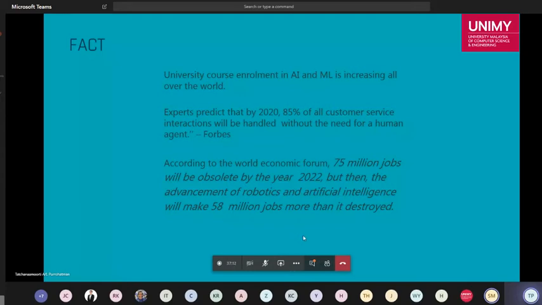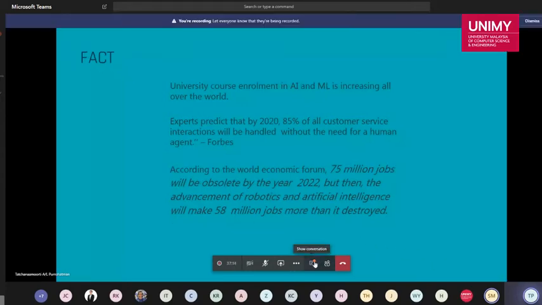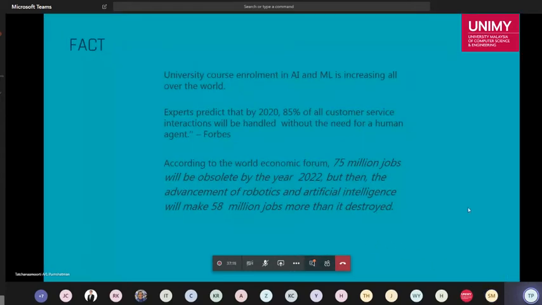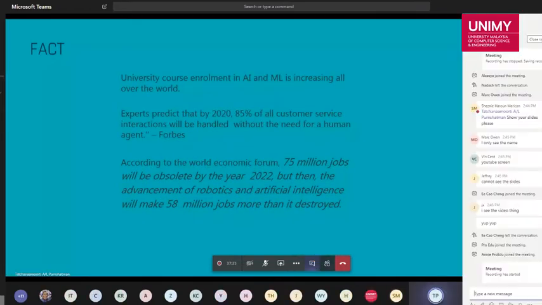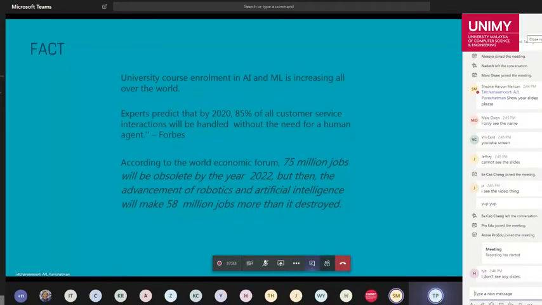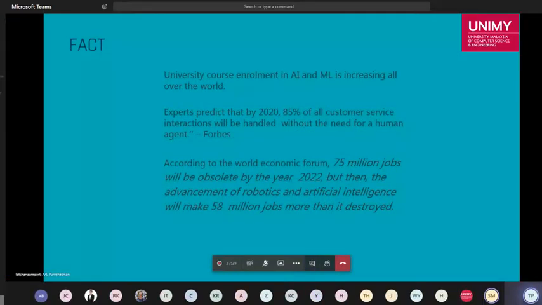I hope you guys understand the explanation I gave about the facts about AI and machine learning just now. Yes? No? Yes. Okay, let me continue. Look at these slides, all of you can see, right?